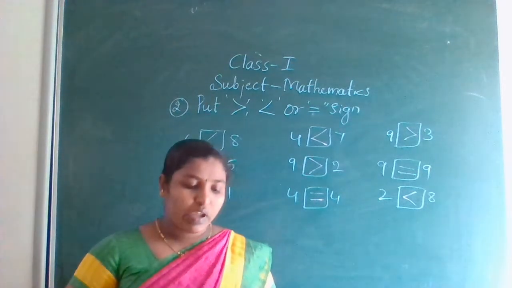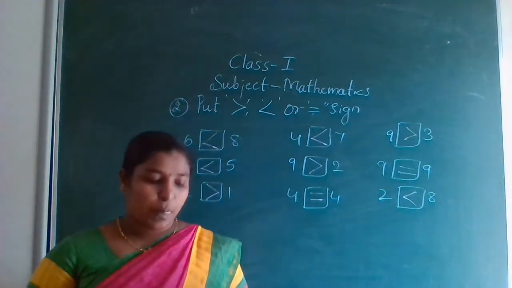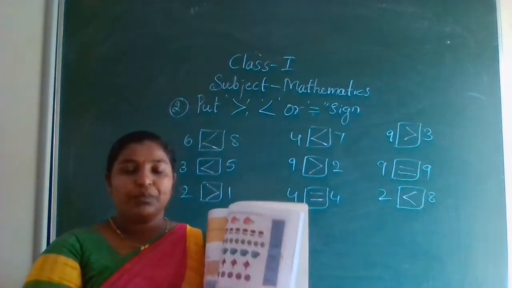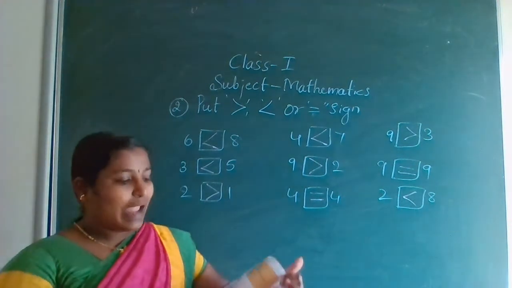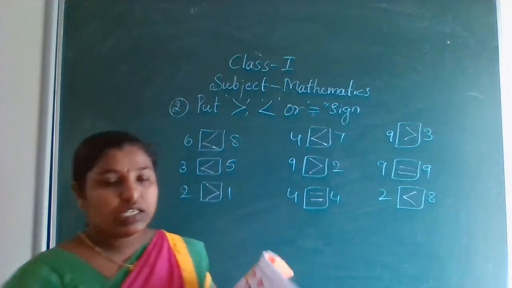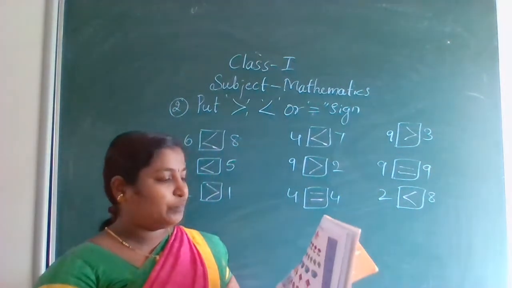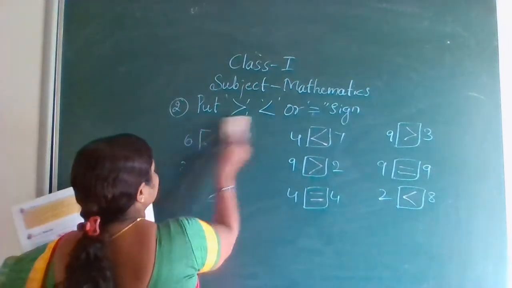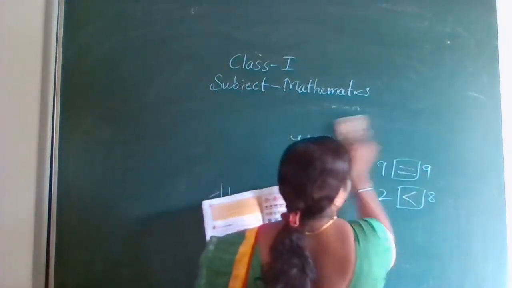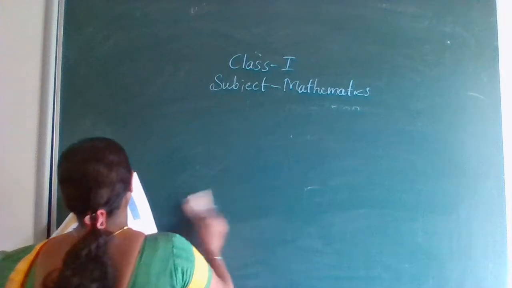Match the following with the number names. This side there are some objects and count them, and this side there are number names and match to that. Okay. You have to do this in your textbook.